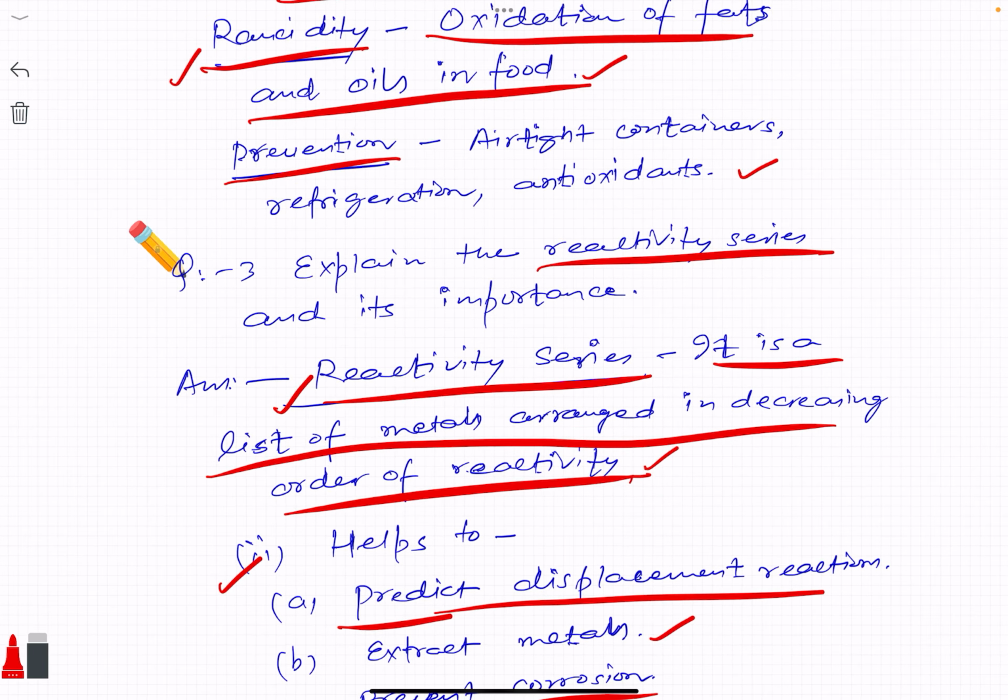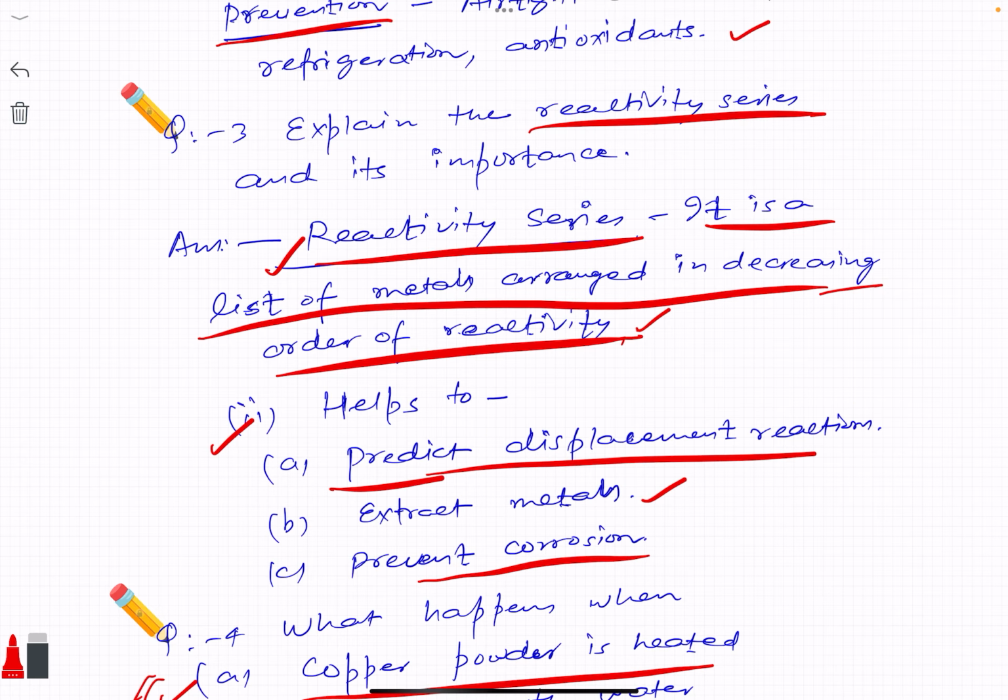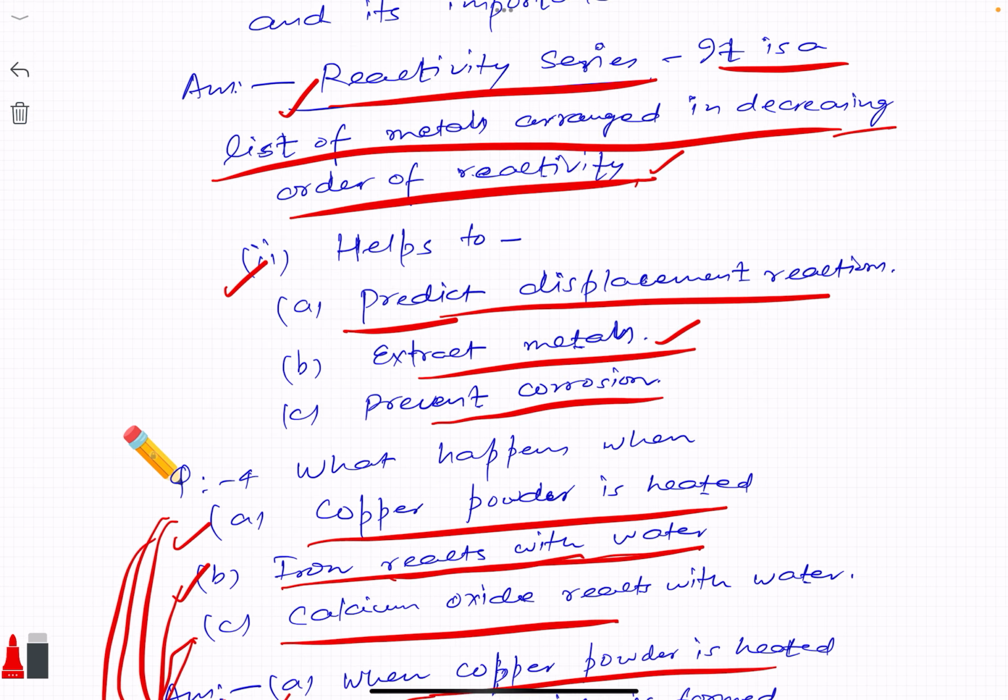Question number 3, explain the reactivity series and its importance. The reactivity series is a list of metals arranged in decreasing order of reactivity. It helps to predict displacement reactions, extract metals, prevent corrosion.